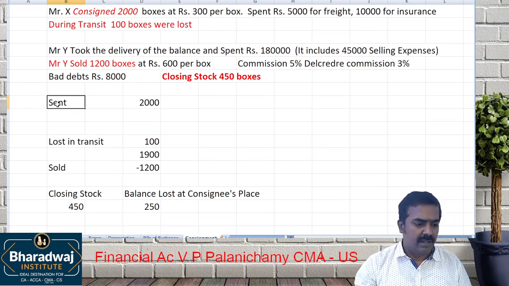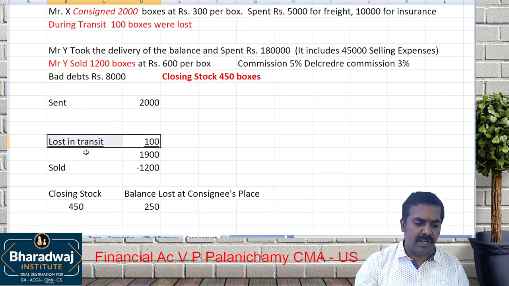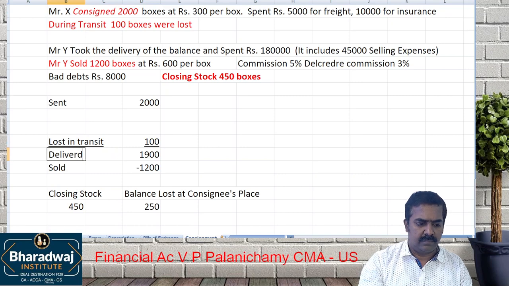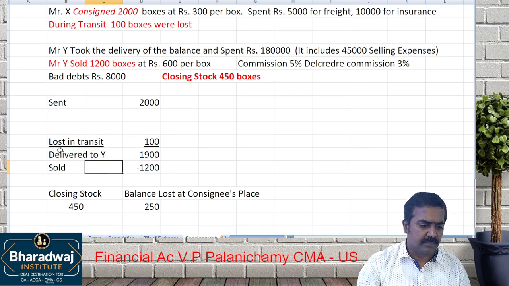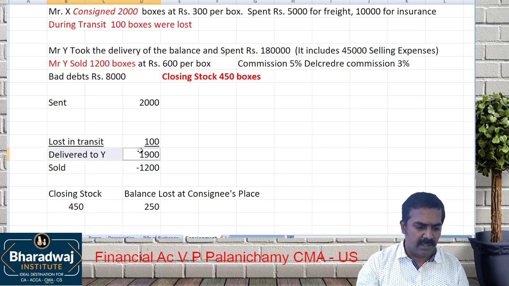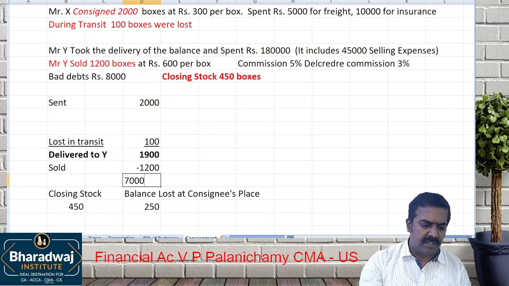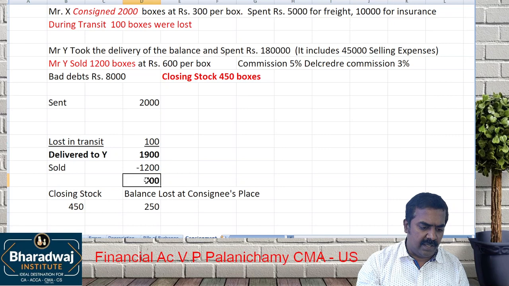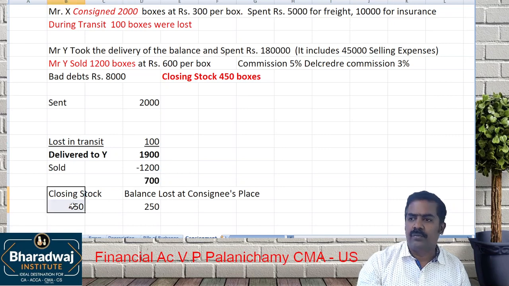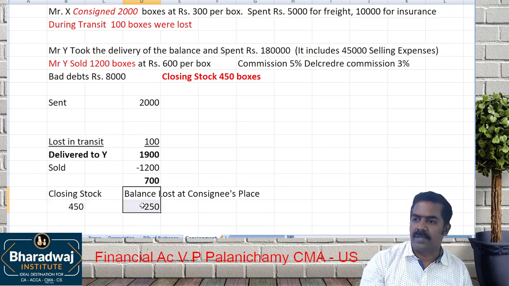Do you understand? We sent 2000 boxes. 100 boxes were lost in transit. Now what is delivered? Delivered to Y is 1900. Of the 1900, how much has he sold? 1200 sold, so the balance should be 700. Of this 700, we say there is a closing stock of only 450. Now there is a loss in the consignee's place. Now how to value them?